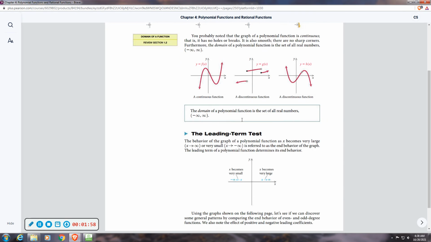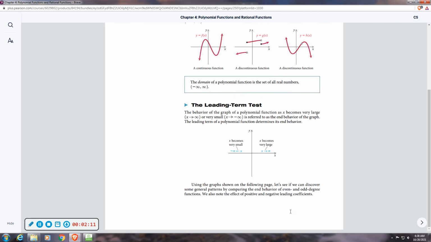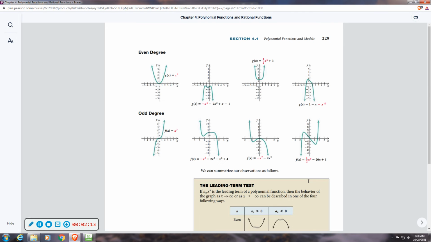We will also try to determine end behavior with the leading term test, determining if the left end will be going up or down, and the same thing for the right end, will that be going up or down. So we'll look at a few examples of that here. What you'll notice, it says even degree. So if you have an x squared, x to the 4th, x to the 6th, x to the 10th, anything with an even exponent, both endpoints will go in the same direction. They will either both go up or they will both go down.